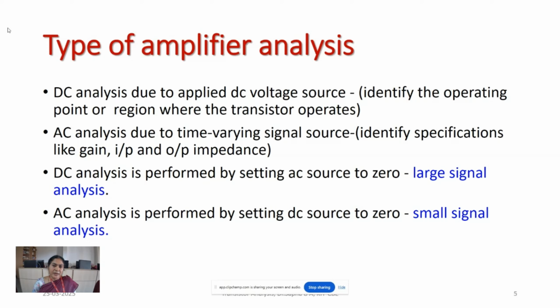This DC analysis mainly gives you the operating point, or the region where the transistor operates. Normally in the characteristic curve, we always operate in the active region of the transistor. AC analysis deals only with the time varying signal source, and this can identify other parameters of the transistor like gain as well as the impedances at input and output.